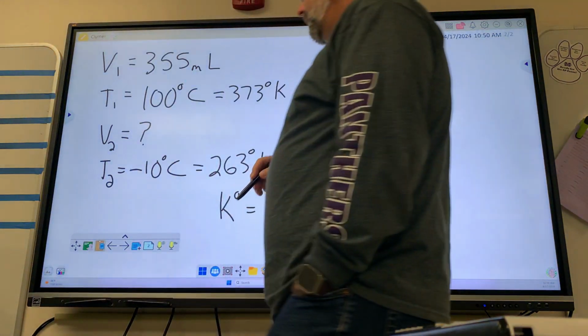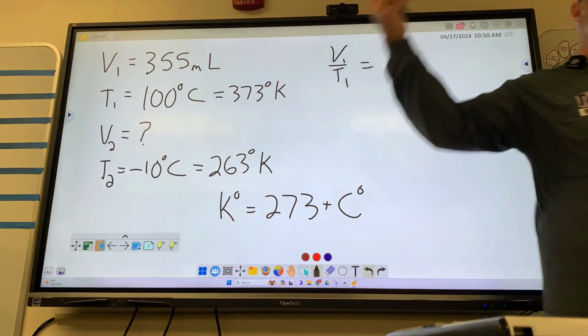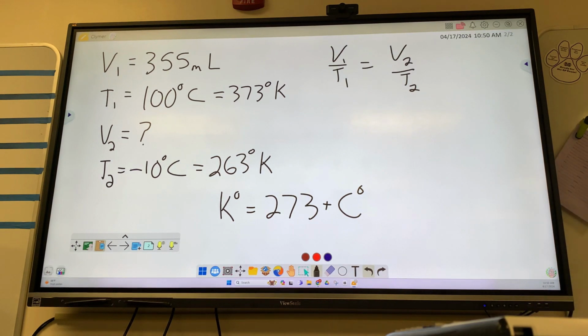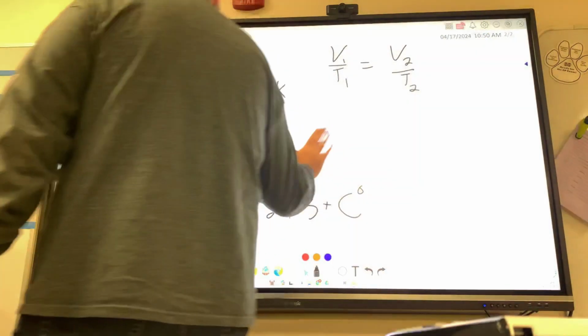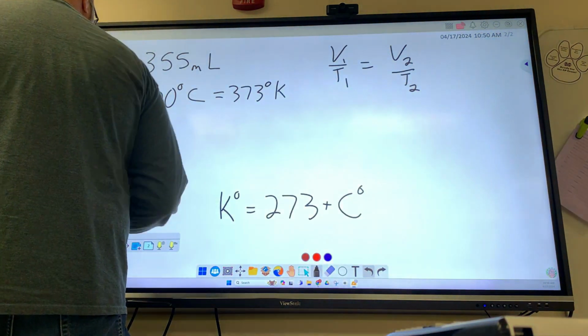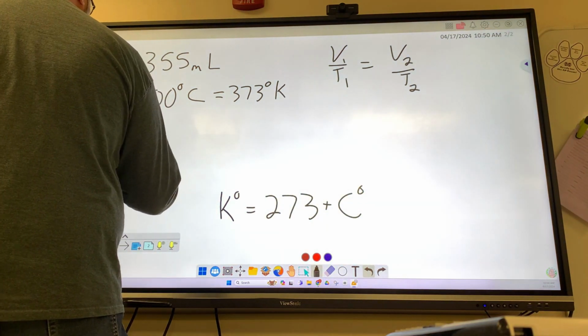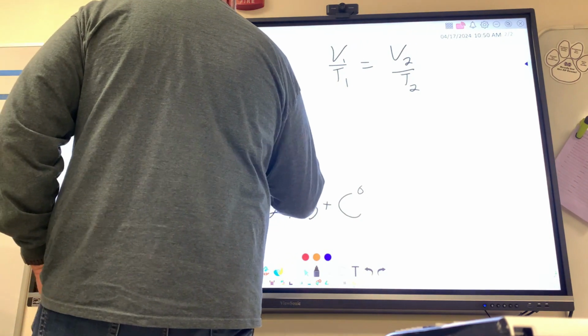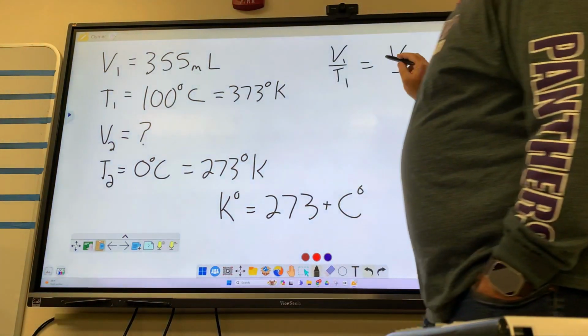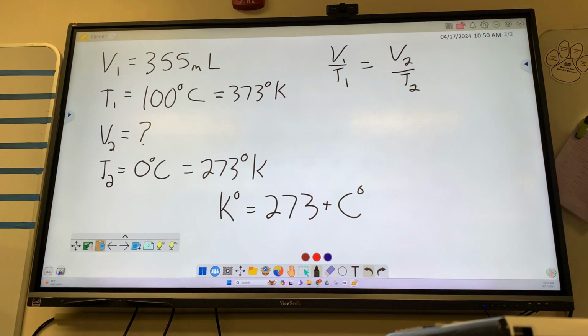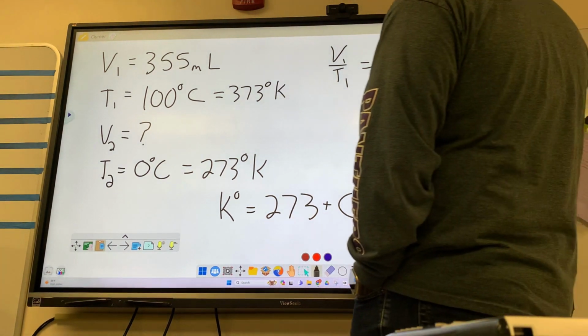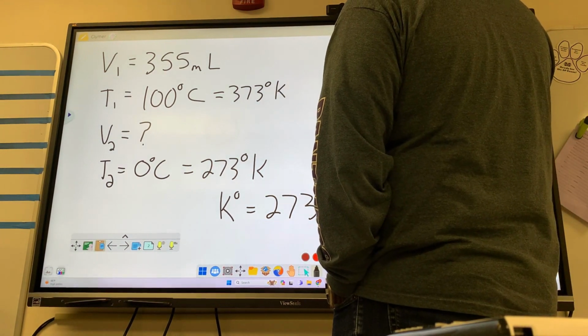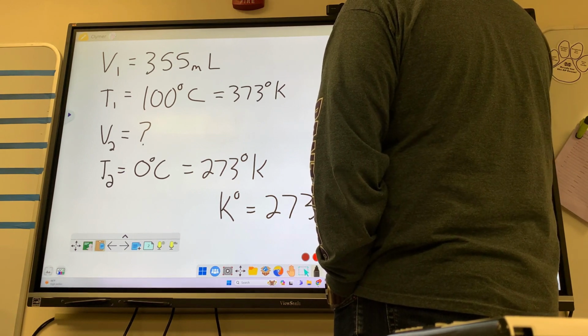There you go. Now we're using negative 10 here, but our experiment was actually at 0 degrees Celsius. But I had 10 written on the board. Maybe we should do the real one that we did. Maybe we should erase this. We had all agreed that our temp 2 was 0 degrees Celsius, which equals 273 Kelvin. So now let's plug this into our formula. Volume 1 was 355. Temp 1 was 373.